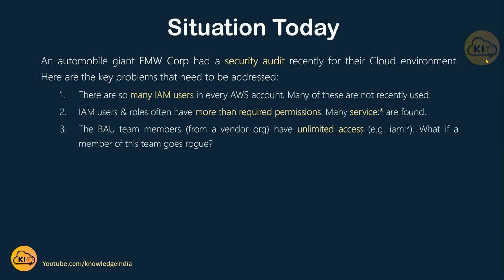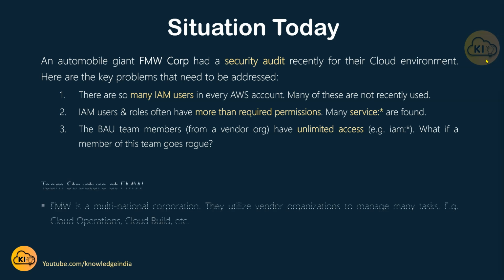So these are three problems or key findings, I would say. Now, as we discussed, the team structure at FMW is such that, of course, FMW is a multinational organization, and they utilize many vendor organizations to manage different tasks. So for example, they trust a particular third-party company to handle their cloud operations, build, etc. Okay, so that's the situation.